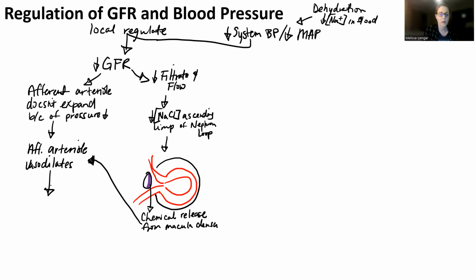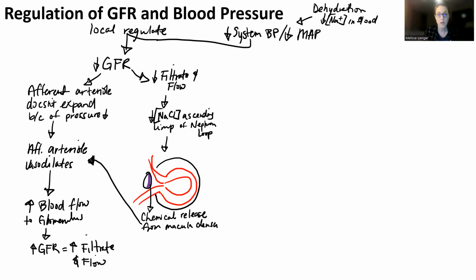So as we vasodilate our afferent arteriole, okay, what that means is we increase blood flow to the glomerulus, right? And as we increase blood flow, essentially you want to think about you increase glomerular filtration rate, and you have more filtrate, you have like more flow, okay? So that helps combat a low GFR.